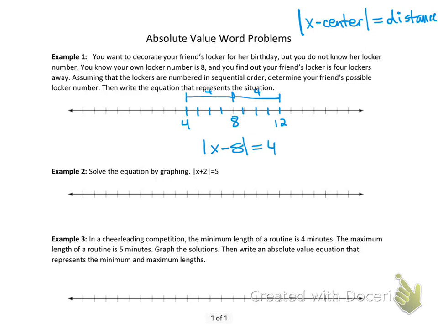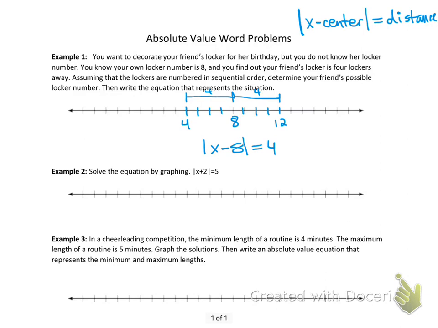If I asked you to solve an equation by graphing, I would ask you to do something very similar. But we're going backwards. So instead of me giving you a situation, you have an equation and you're trying to solve it, but you're trying to solve it without using the methods that we learned in class.